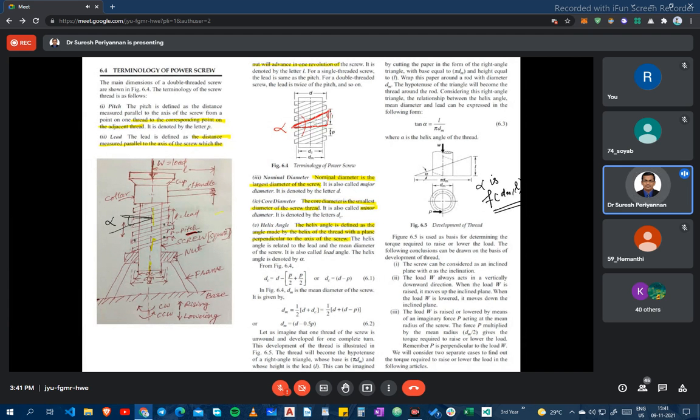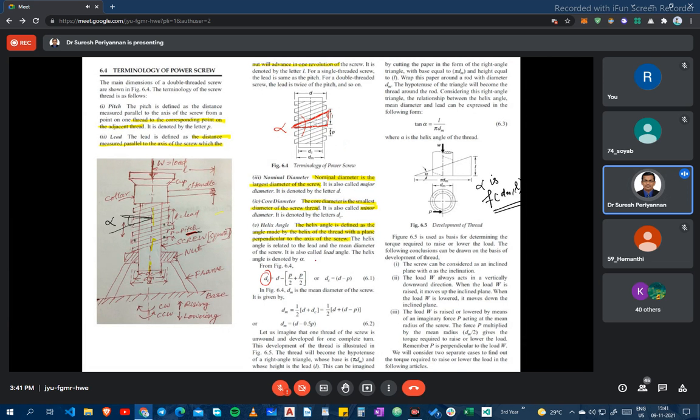Now I'm taking the bottom side. I'm considering our mean diameter. Okay, I mean the mean diameter here. We have already explained what DC is. DC is the core diameter. What is the core diameter here?